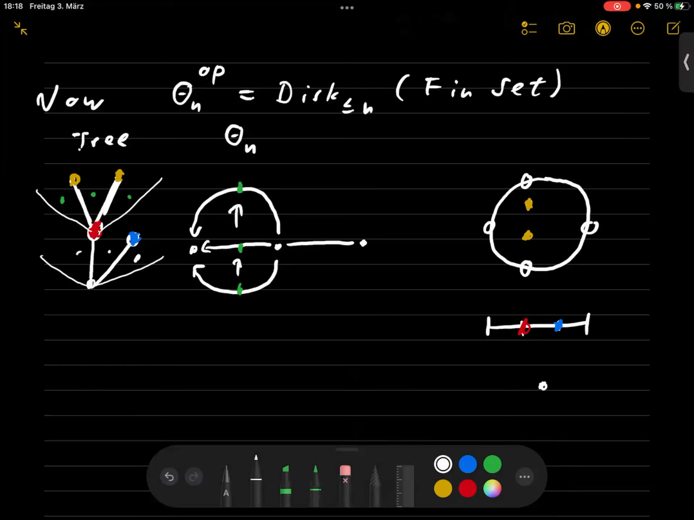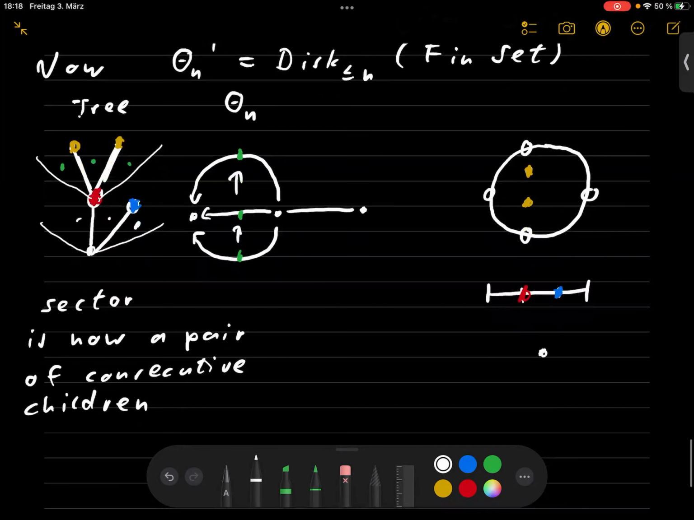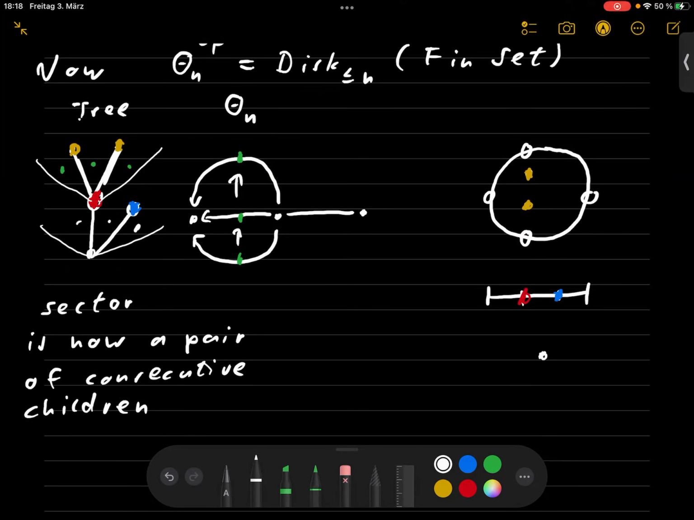In this sense, now, instead of talking about sectors, a sector is now a pair of consecutive edges, a pair of consecutive children of the node. Earlier, this didn't work because the outer sectors only had one adjacent node there, but now it's really always a pair at a node.